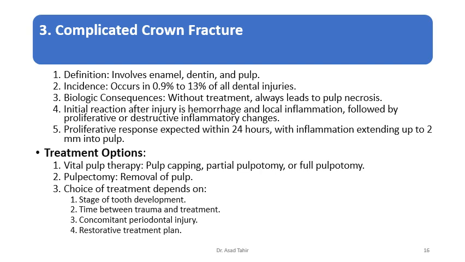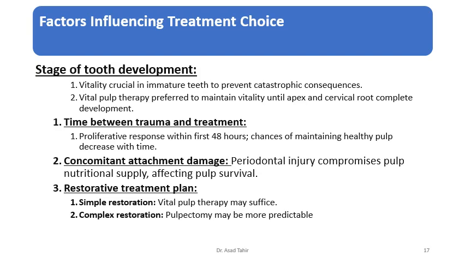Pulpectomy, removal of pulp. Choice of treatment depends on stage of tooth development, time between trauma and treatment, concomitant periodontal injury, and restorative treatment plan. Factors influencing treatment choice: stage of tooth development. Vitality is crucial in immature teeth to prevent catastrophic consequences. Vital pulp therapy is preferred to maintain vitality until the apex and cervical root complete development.